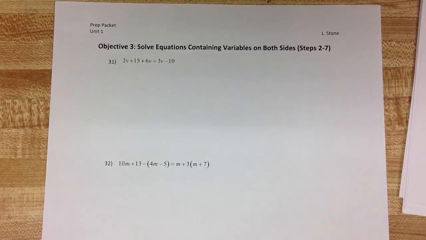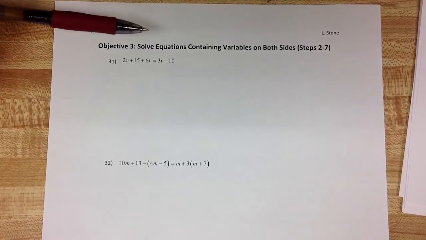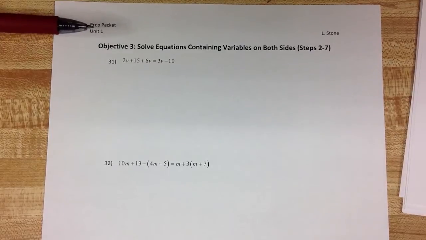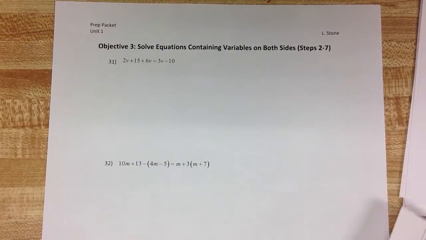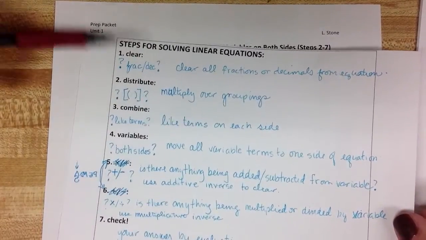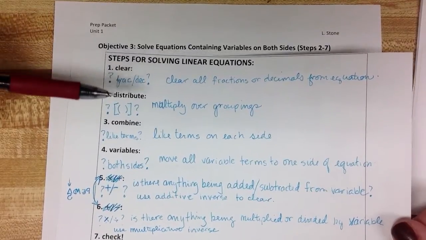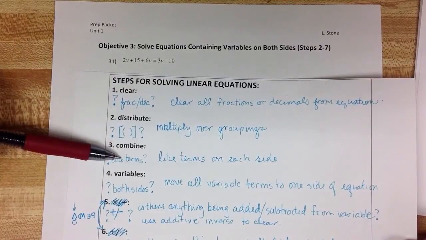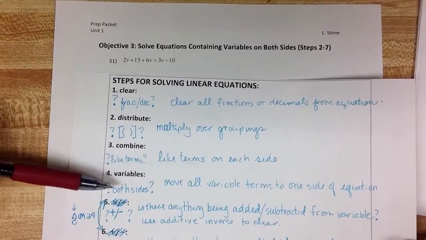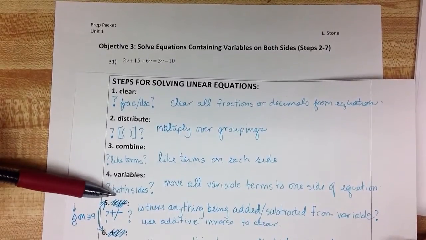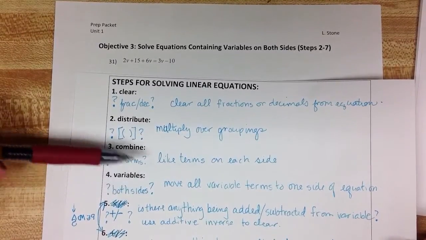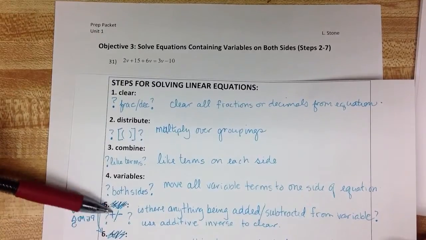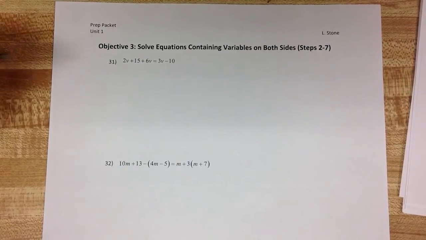In Objective 3, we're solving equations that contain variables on both sides of the equation. So if we look back at our steps, we still aren't seeing fractions and decimals. We could still see some parentheses. We may still have like terms that we need to combine. But for the first time, we're going to be noticing that there are variables on both sides of the equation that we need to get moved over before we can do these final three steps. So let's look at some examples.